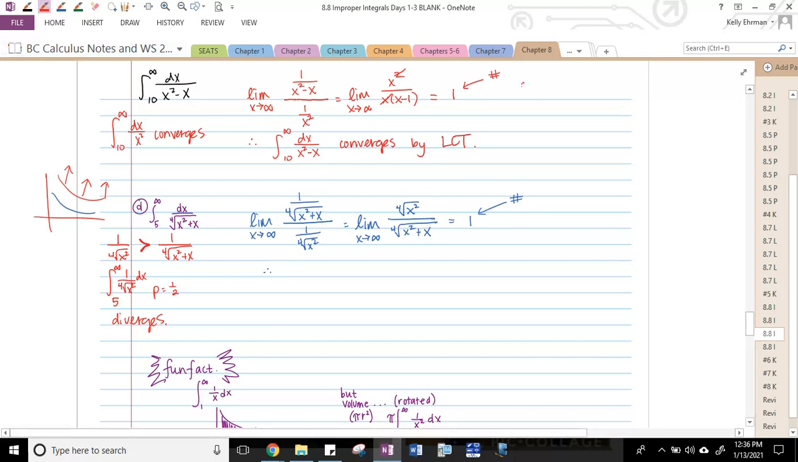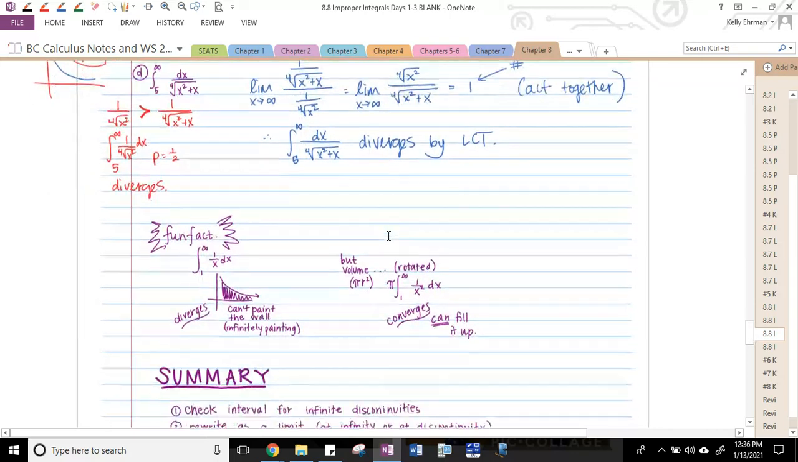Let's make a note there, sorry. These two integrals act together. And in this one, they act together. So what does that mean? Well, the known integral diverges. That means that my unknown integral also diverges. So my final formal statement here is that this diverges by limit comparison test.